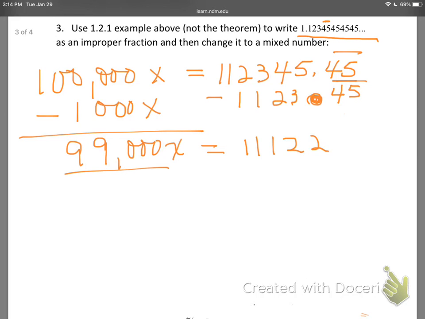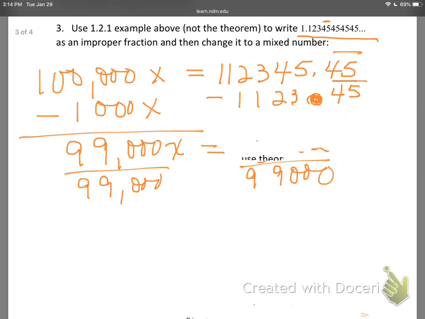So divide both sides by 99,000, and this is 11,000 over 99,000. Okay, hold on, because I just found something. So let me just erase one thing and fix this.